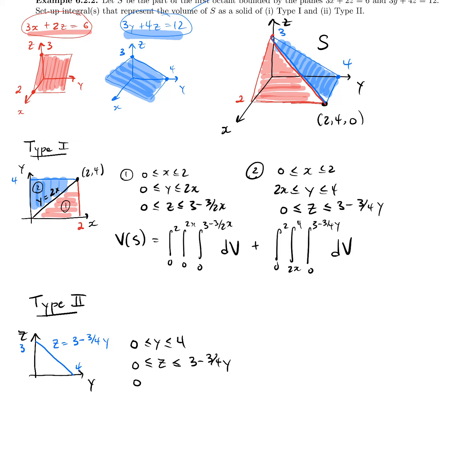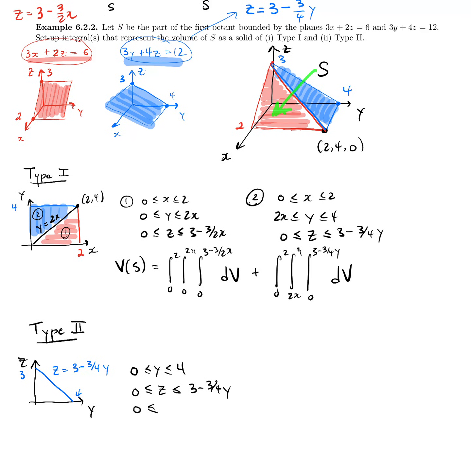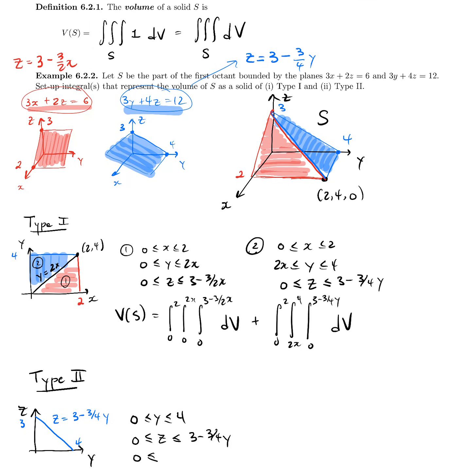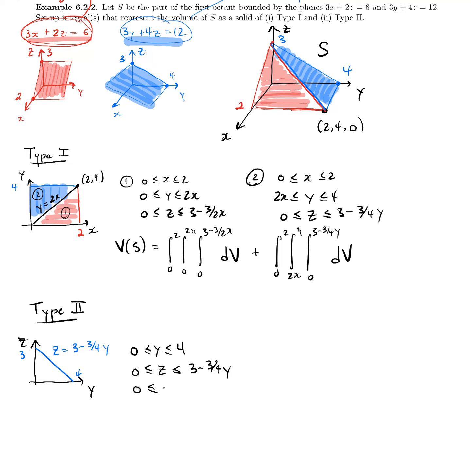And lastly, now we're in the x direction, x is going from the yz plane, which is x equals 0, up to this surface in red. So I need to take this equation that we used last time, solve for z. Now I need to solve for x. If I do that, I'm going to divide everything by 3. So I'm getting x is 2 minus 2/3 z. So 0 is less than or equal to x is less than or equal to 2 minus 2/3 z.